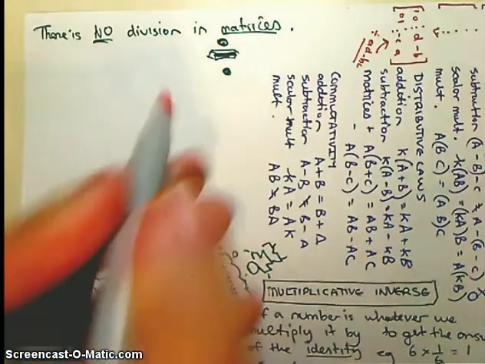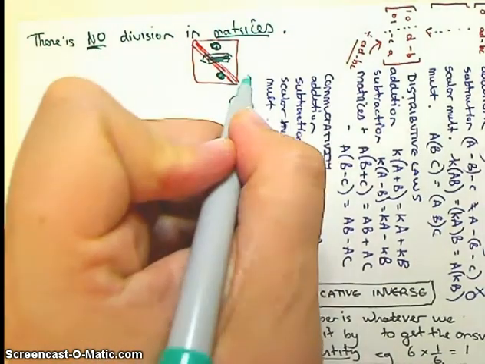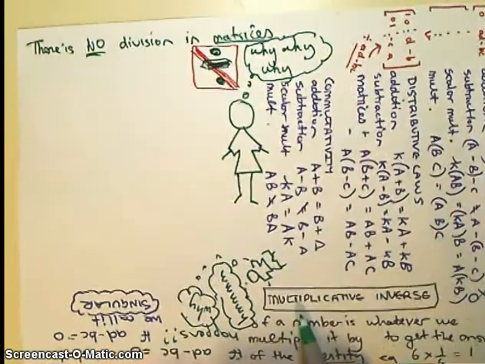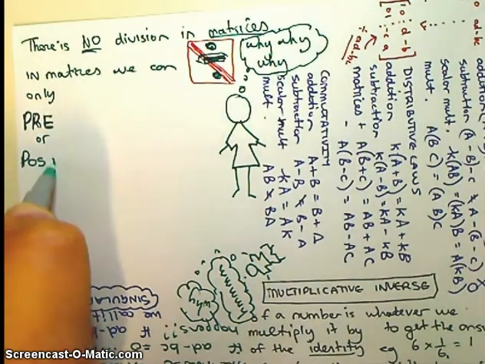It's really important to remember there is no division in matrices. Division as an operation is not defined. What we can do, though, is we can only pre-multiply or post-multiply. Pre meaning before and post meaning after.